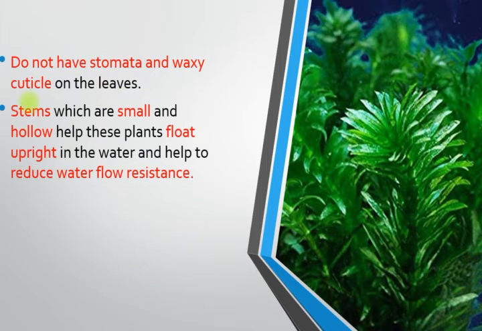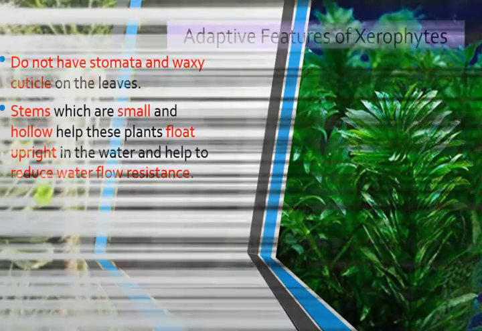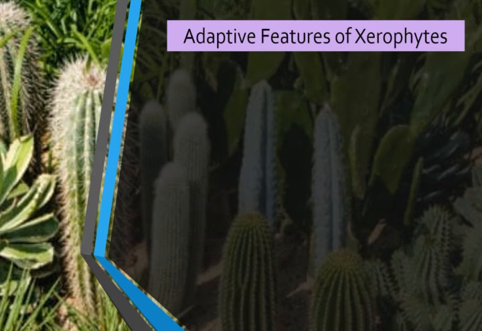Okay, so stems, which are small and hollow. Hollow ni adalah berongga, ya, berongga. This helps the plant float upright in the water and helps to reduce water flow resistance. So the stems are small and hollow. Alright, so that is the adaptive features of the hydrophytes.